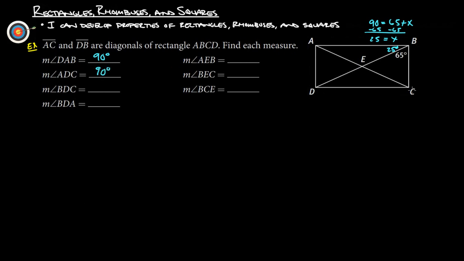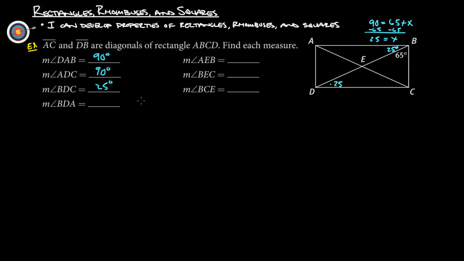B to D to C is this angle right here, which is, if we look at this line being parallel to that line, then that means this is the transversal. So 25, these are alternate interior angles. So BDC is going to be 25 degrees as well, right?